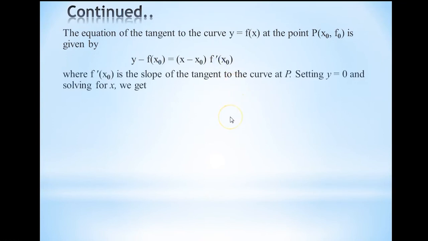So here we can see that this is the slope of the tangent to the curve p. So when we set y equal to 0 and solve for x, we are going to get x equal to x0 minus f of x0 divided by f dash of x0, where f dash of x0 is not 0.